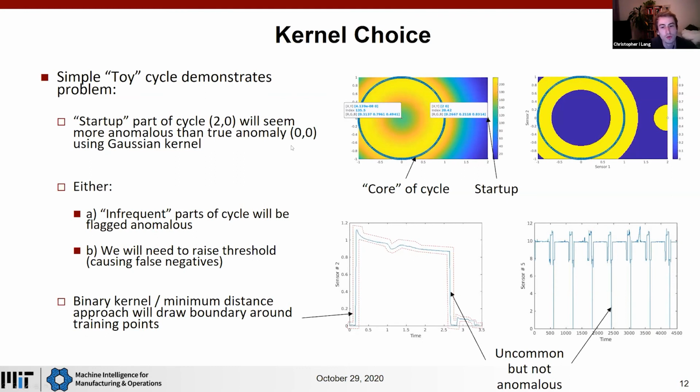So you would either need to choose the threshold such that these infrequent points out here are flagged as anomalous, or you would have to raise the threshold so much that you would start missing anomalies which could occur in the center here if you use the Gaussian kernel. But if you use this binary kernel instead, you could get a minimum distance classification boundary where it would just draw an outline around what you would expect these traces to be.